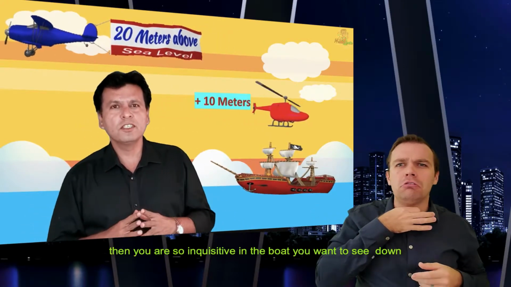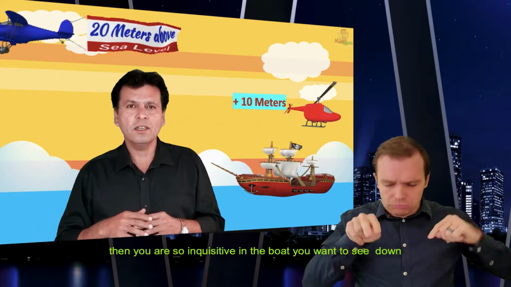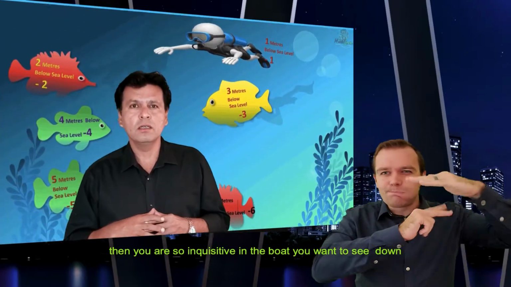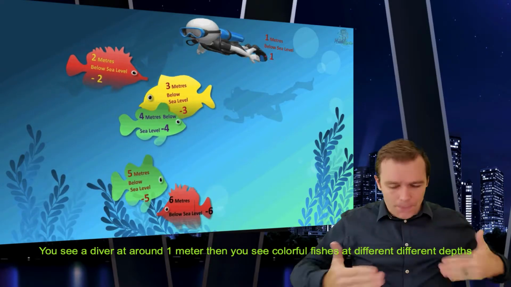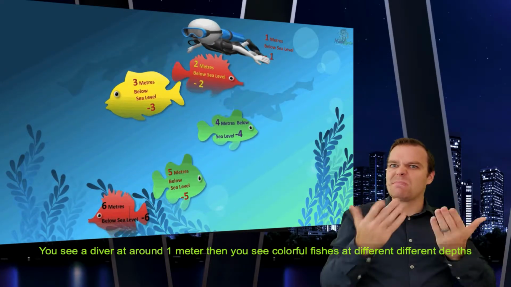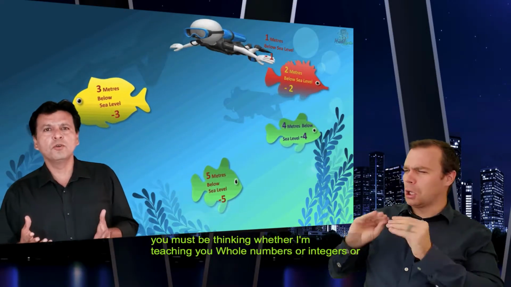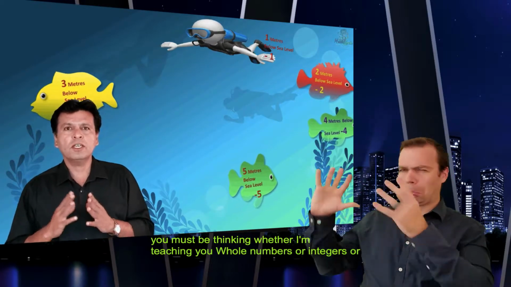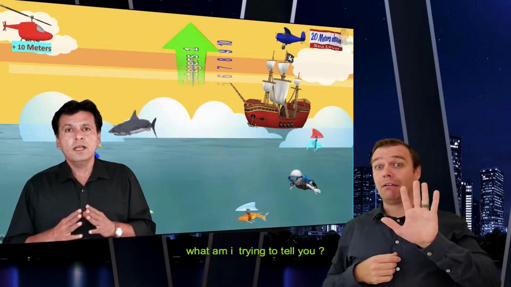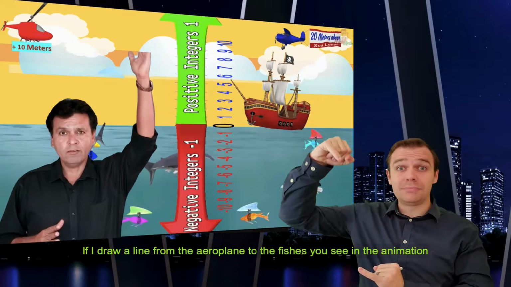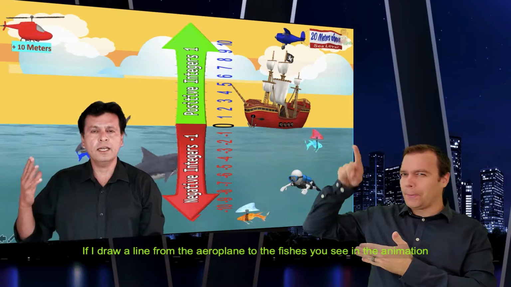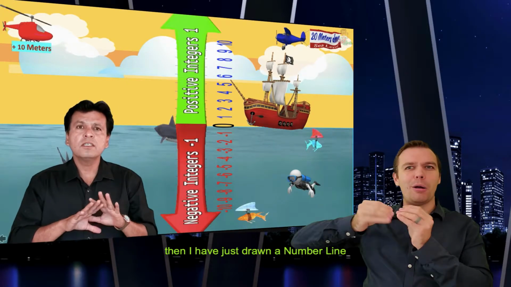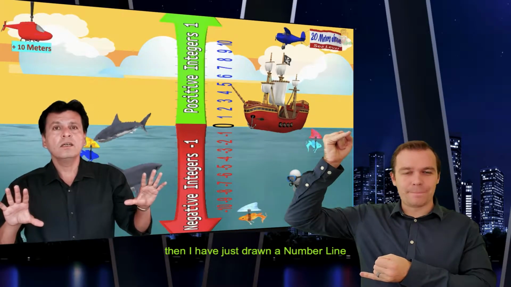Then you are so inquisitive, you're in the boat, you want to see down. You see down, you see a diver at around 1 meter. Then you see colorful fishes. And you must be thinking whether I'm teaching you whole integers or what am I trying to tell you. If I draw a line from the aeroplane till the fishes you're seeing in the animation, I've just drawn a number line.